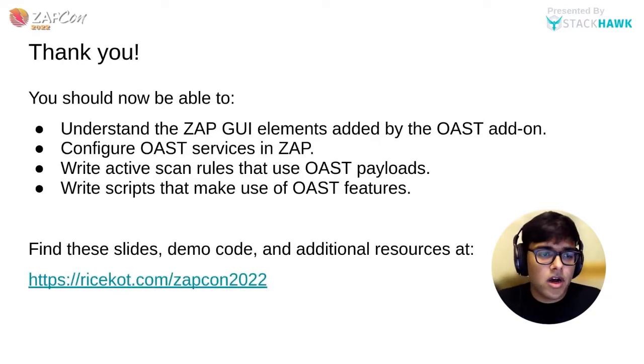We went over how you can write active scan rules that make use of OAST payloads, and how you can write your own scripts that do various actions when OAST interactions are received. You can find these slides, demo code, and additional resources at my website at the given URL. Thanks for listening, everyone. You should now be able to understand the various ZAP GUI elements that are added by the OAST add-on. You should be able to configure the OAST services in ZAP.